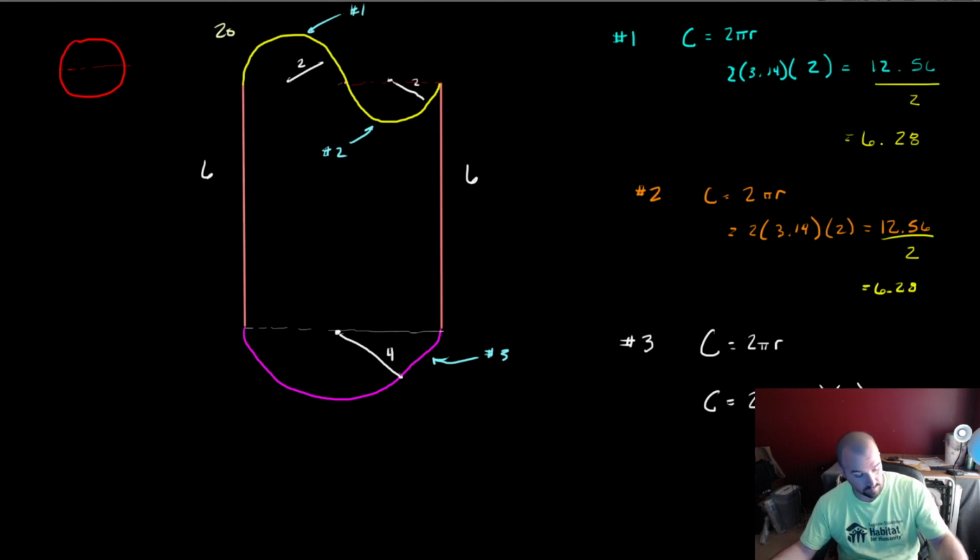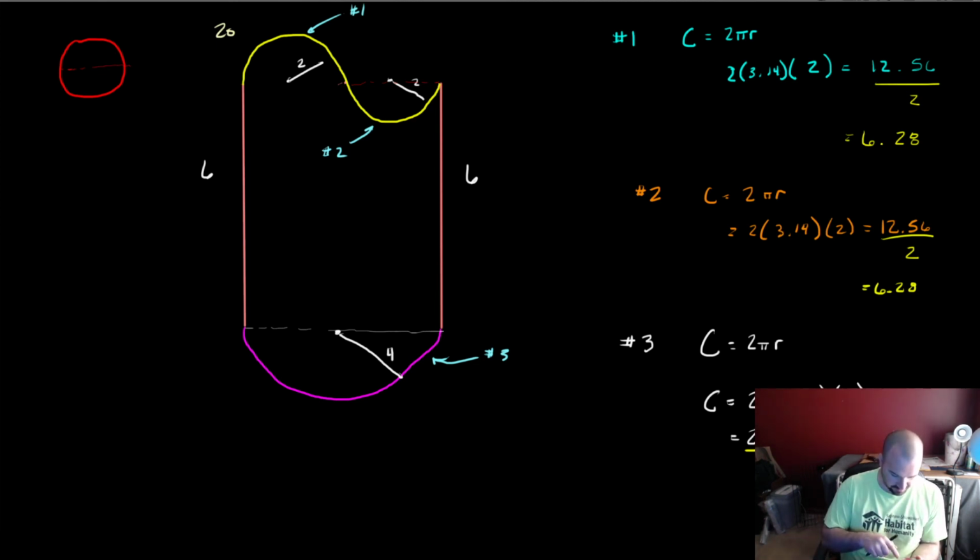Should be like 25.12, but I'm going to do it on the calculator. So 2 times 3.14 times 4. 25.12. I should probably listen to myself more often. This is 25.12. But again, we have to realize it is a semicircle. It's half of a circle, so we only need half of that. So if we take that and divide that by 2, we do in fact get 12.56, which means my brain is still functional.